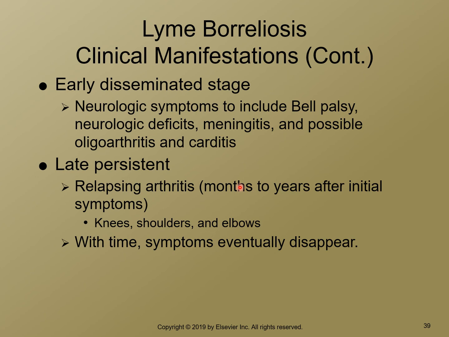The late stage, or late persistent, Lyme borreliosis is characterized by relapsing arthritis that occurs months to years after the initial symptoms. The joints most commonly affected are the knees, shoulders, and elbows, and untreated patients may have decreasingly severe attacks with time until symptoms eventually disappear. Treatment and management of Lyme disease are guided by the patient's clinical presentation, stage of the disease, and the presence of any allergies.